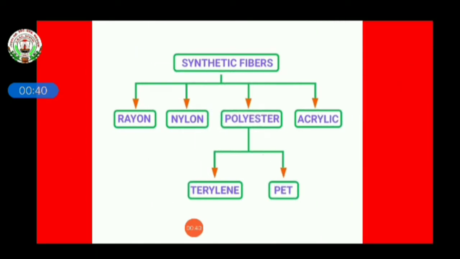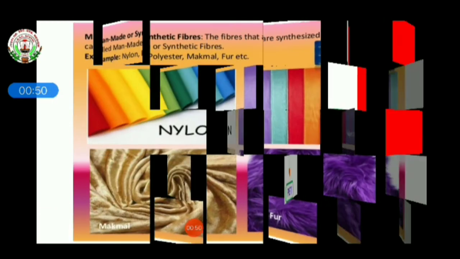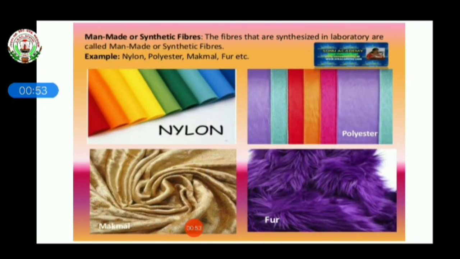Next one is synthetic fibers. These are the examples: rayon, nylon, polyester, acrylic, and polyester is also divided into terylene and PET. As I said, these fibers are synthesized in a laboratory. That's why they are called man-made or synthetic fibers. In fact, there are hundreds of synthetic fibers, which we also call blends.